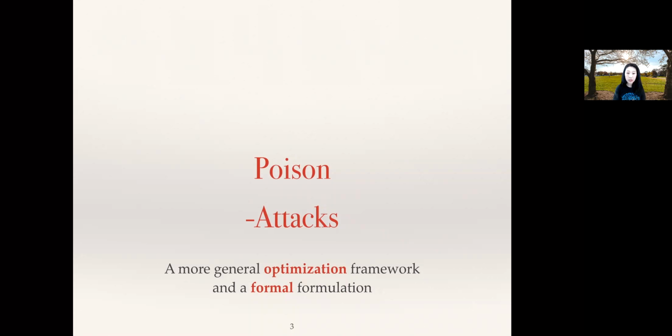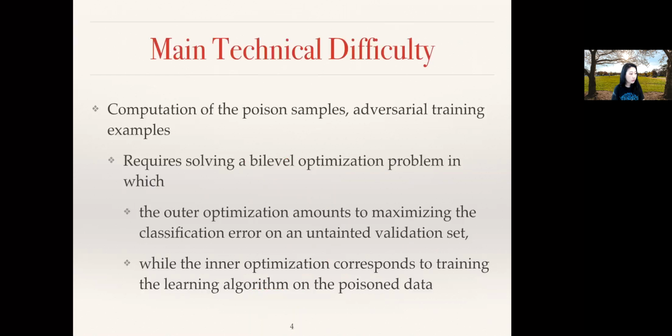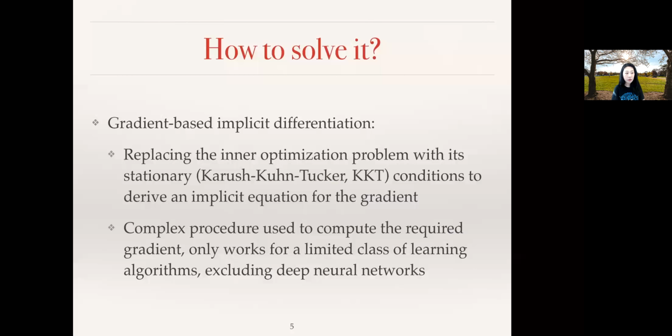Okay, well, let me just very quickly summarize what we talked about last time regarding the general optimization framework and a formal formulation. So we talked about the main technical difficulty of data poisoning attacks. I'll talk about it, basically requires solving a bi-level optimization problem. Also talked about how to solve it.